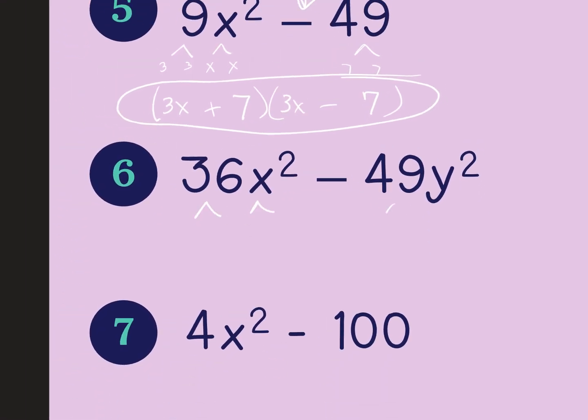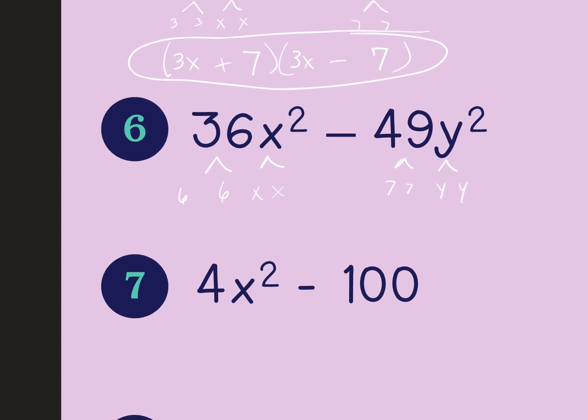Difference of perfect squares, let's check. What times what gives me 36? 6 and 6. What times what gives me x²? x and x. What times what gives me 49? 7 and 7. And what times what gives me y²? y and y. I have that difference in the middle. I have the minus sign, so my two parentheses are going to have 6x in the front, a 7y at the back, and then a plus sign in one of them and a minus sign in the other.